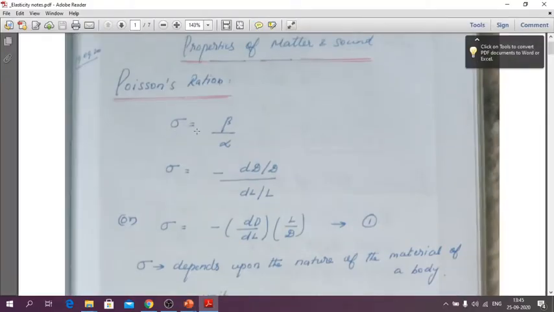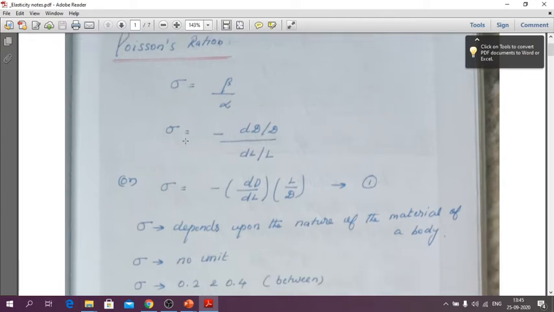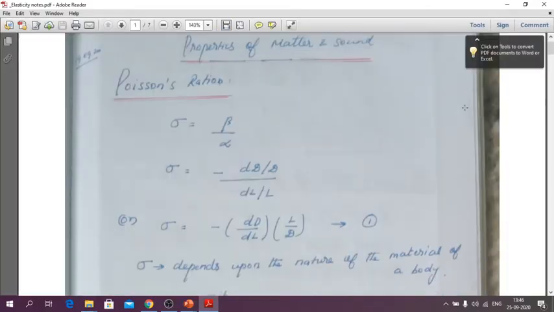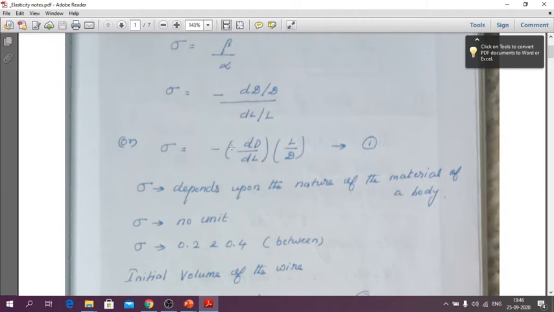See here, already I told you sigma is equal to beta divided by alpha, and sigma is equal to minus dt by d, that is change in diameter to original diameter, divided by dl by L, change in length to original length. Here I have put a minus sign. Why minus? Because the diameter is decreasing and the length is increasing. Then we can rearrange this equation. So sigma is equal to minus dt by dl into L by d.